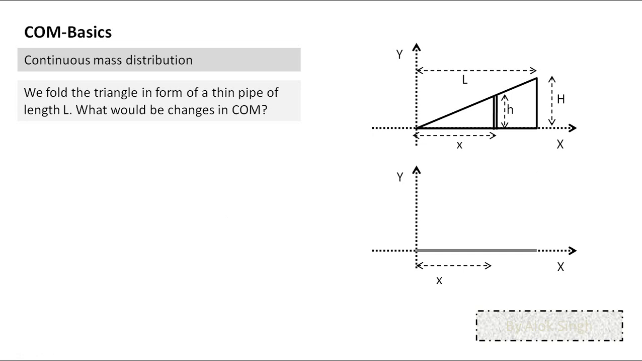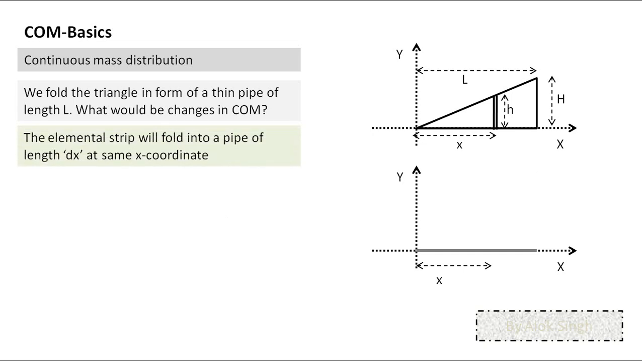Has the position of particles or masses changed? If the position of particles has changed, the position of center of mass will also undergo change. Let's understand what has happened to those particles. Let's take another look at what has happened to this narrow strip. This narrow strip has been folded into an element of length dx. The element strip will fold into a pipe of length dx, and for all such masses on this narrow strip, the x coordinate has not changed.